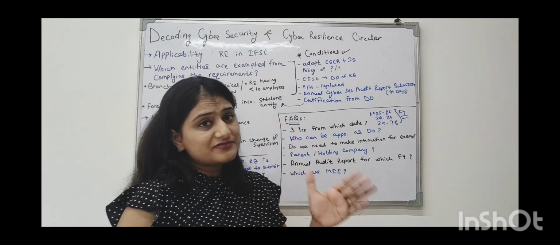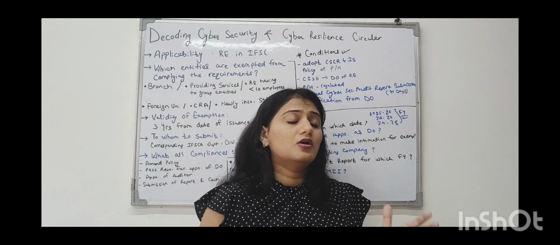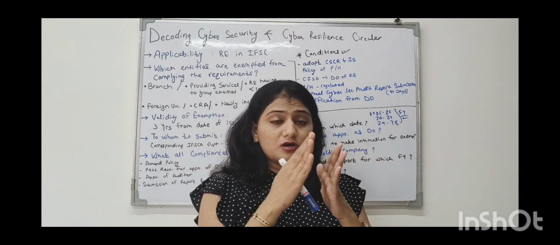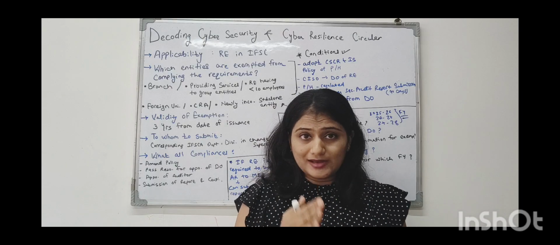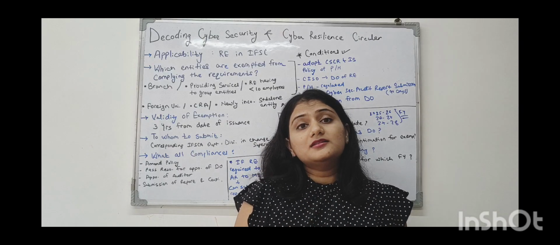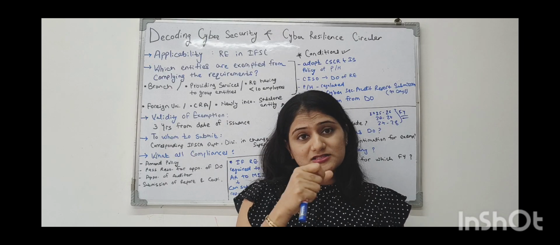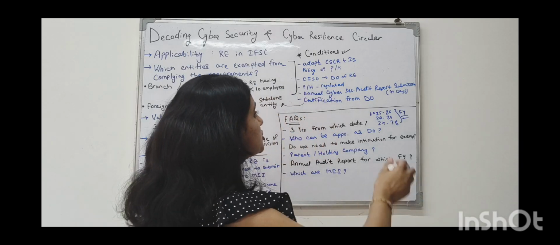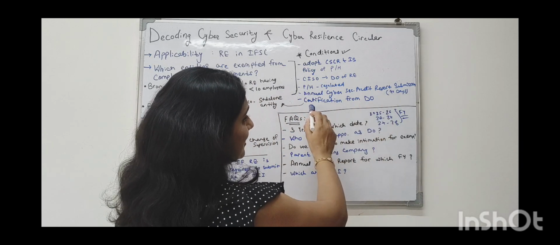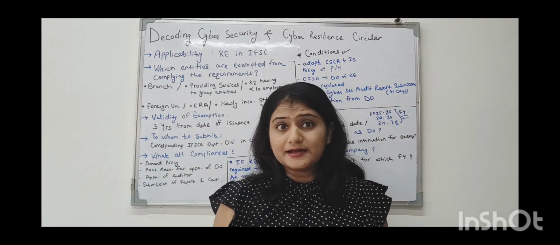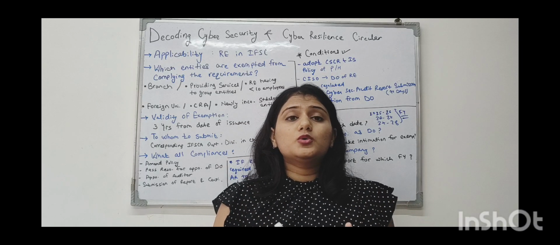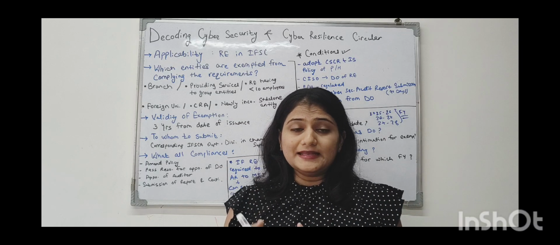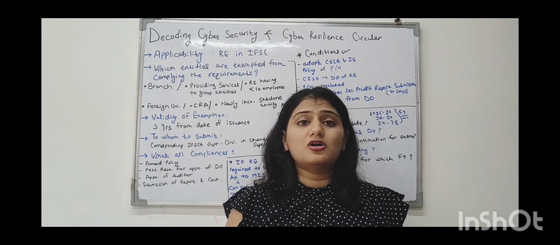Okay, next, annual audit report for which financial year? So this is very important and crucial. It is applicable for the financial year 25-26. Then the due date becomes 90 days from the end of the financial year for submission of this annual cybersecurity audit report and certification from the designated officer. So the due date will be 30th June 2026 for the financial year 2025-26.